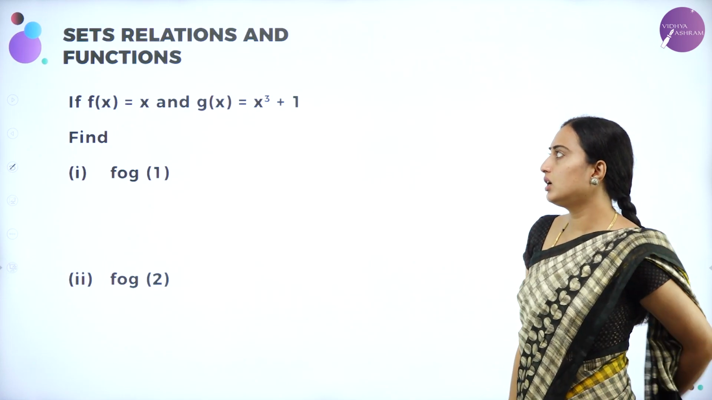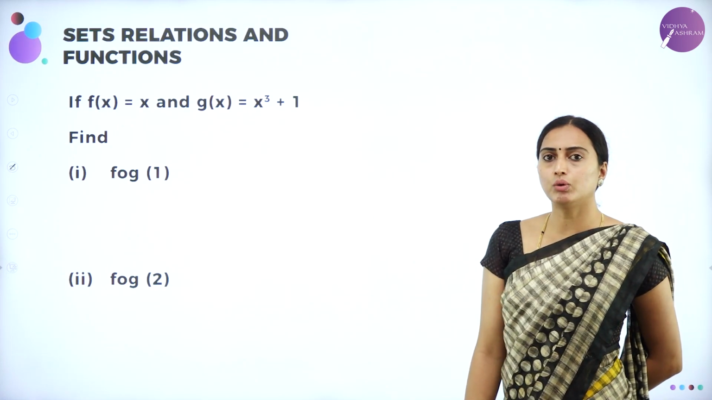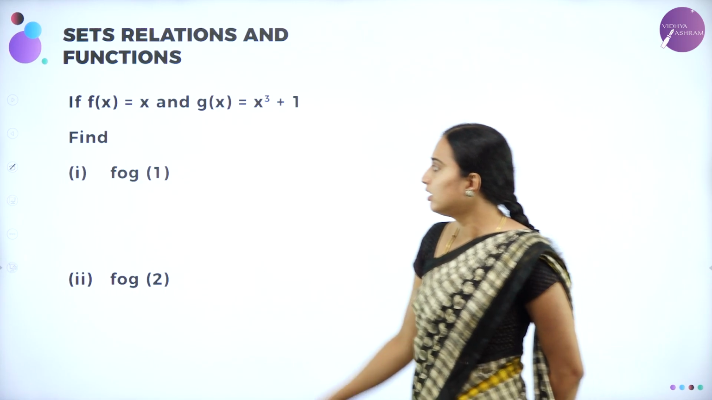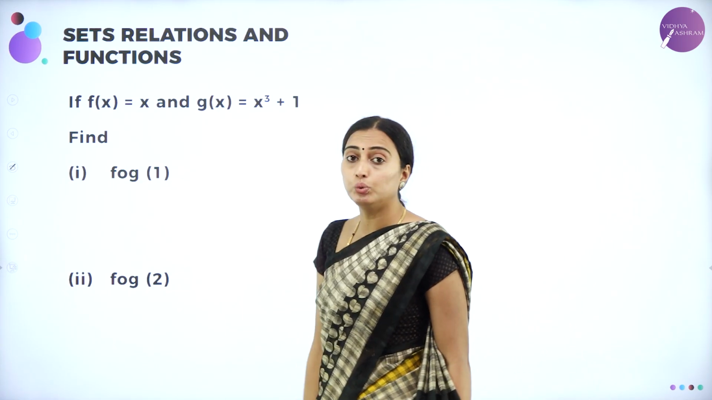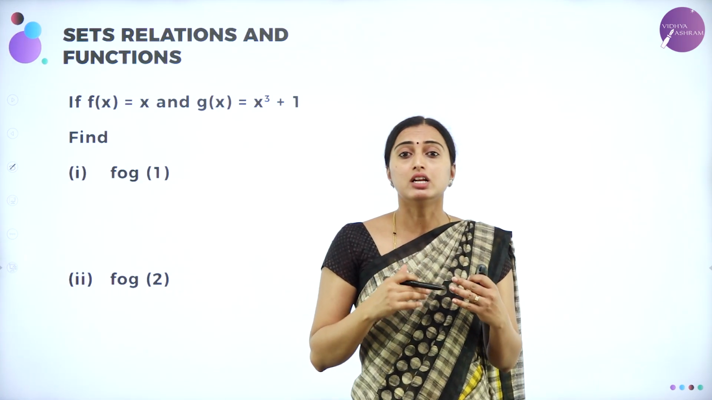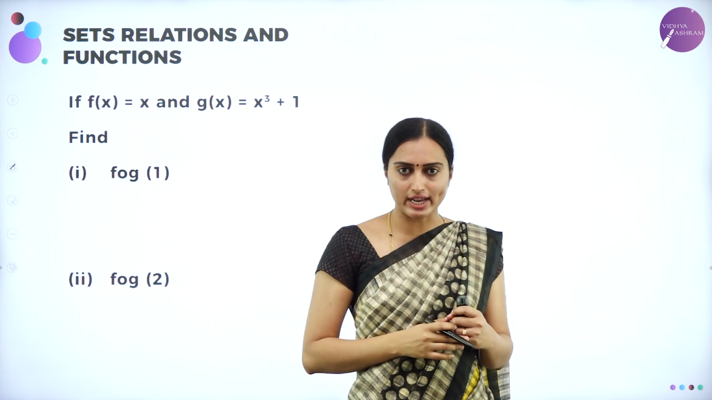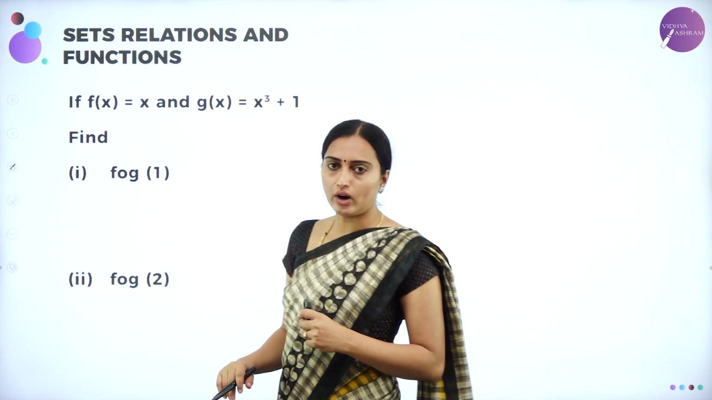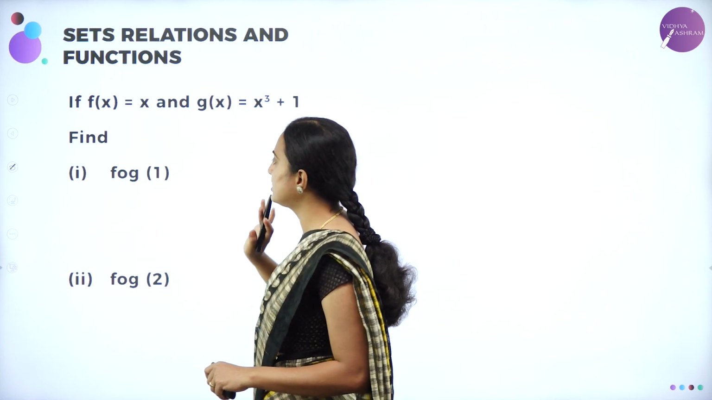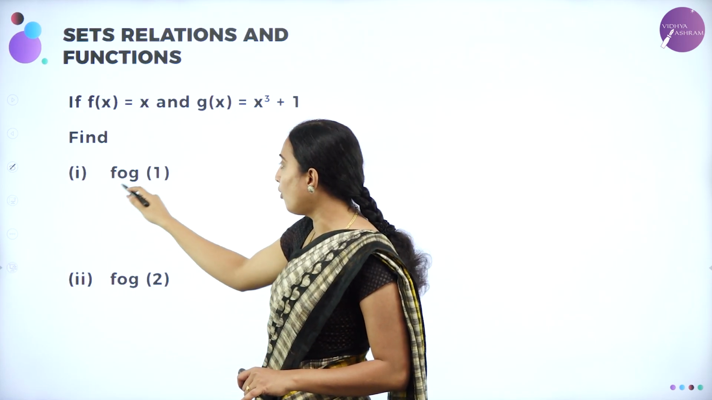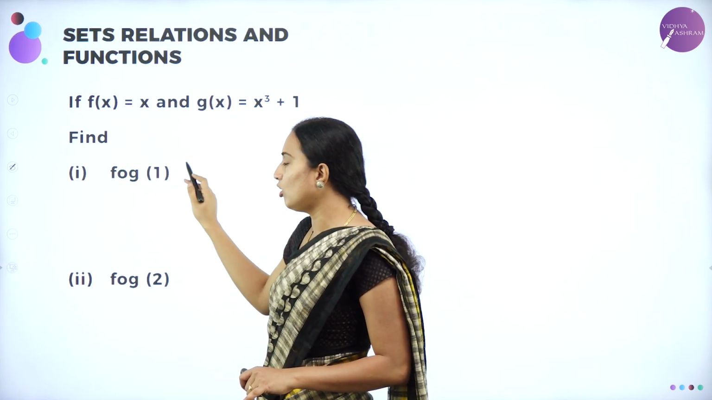If f of x is equal to x and g of x is equal to x cube plus 1, find fog 1 and fog 2. How am I going to find out? Please see it and then you can do it by yourself. Here f of x and g of x are given and they have asked you to find fog 1, that is f of g of 1.